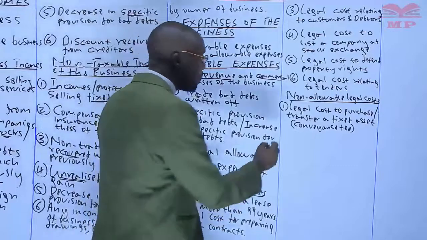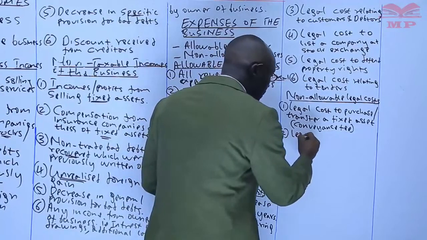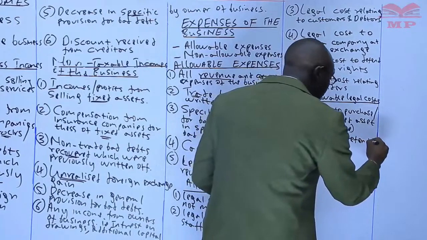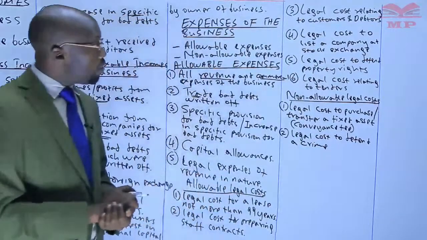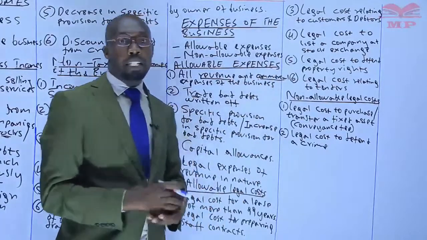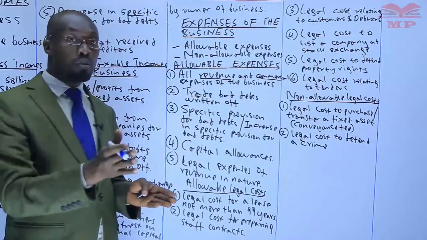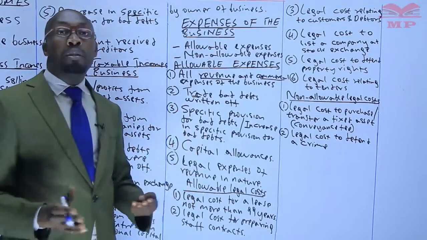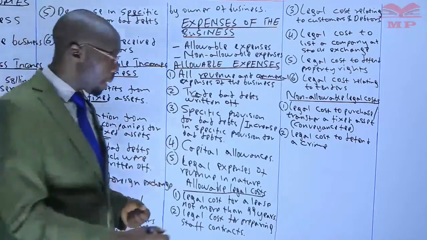It's not allowable. We have number 2, legal costs to defend a crime. So what we saw, legal costs to defend your property, is allowable. But if you commit a criminal activity and you're taken to court, you hire a lawyer to defend you, that legal cost will not be allowed by the taxman to deduct in the business. Why? Because it is not business related. You are not doing business. So that is usually not allowable.